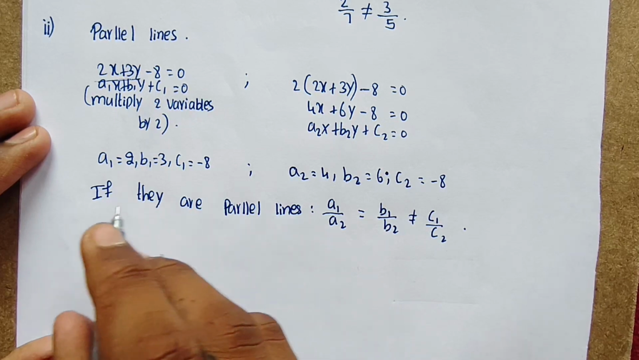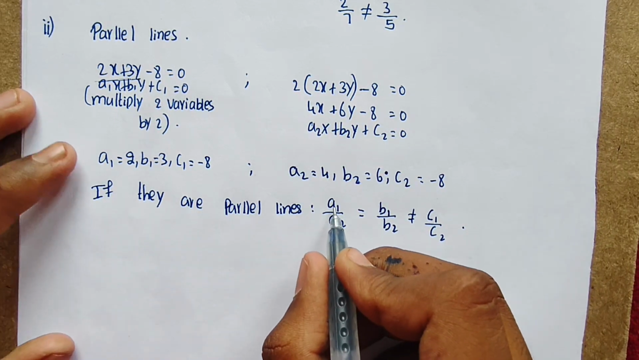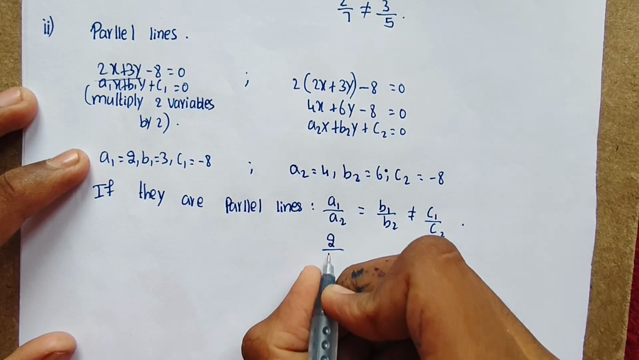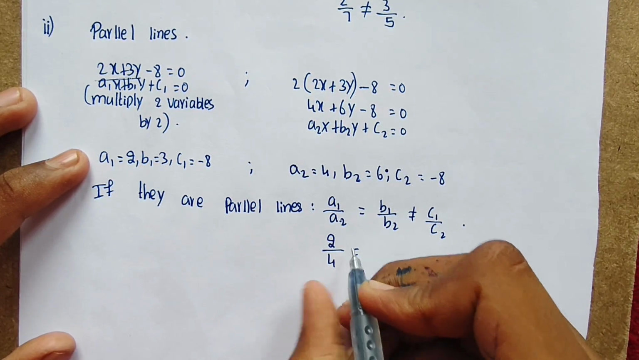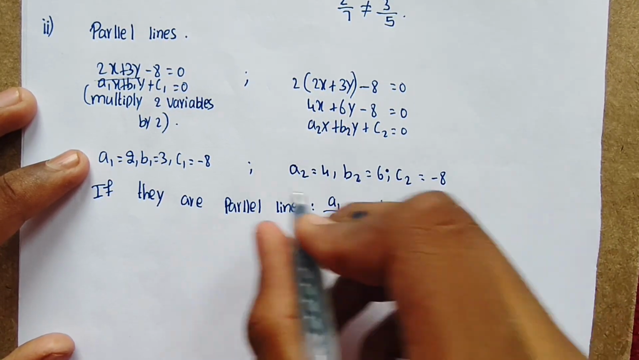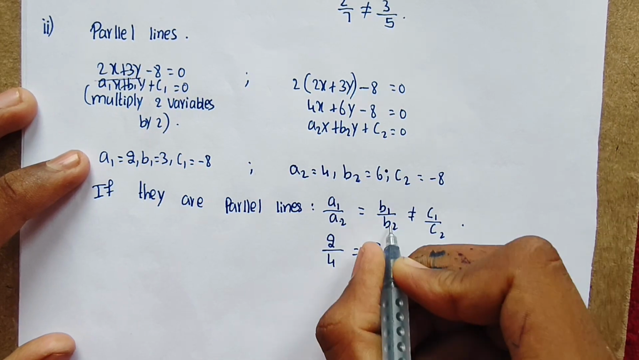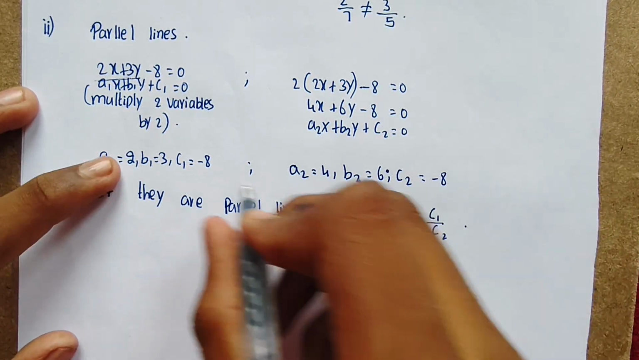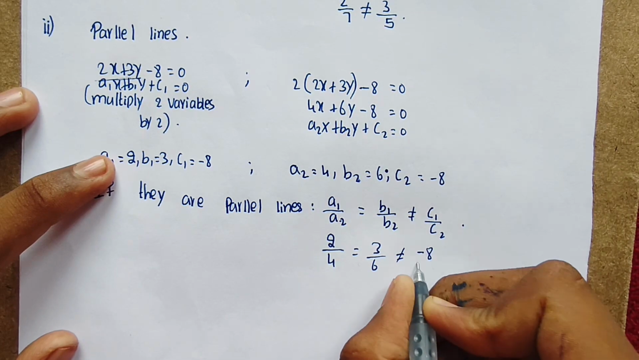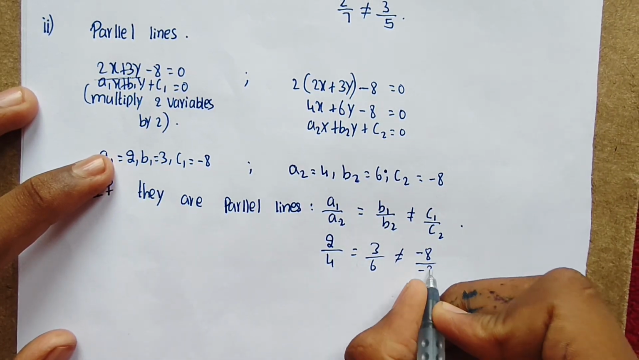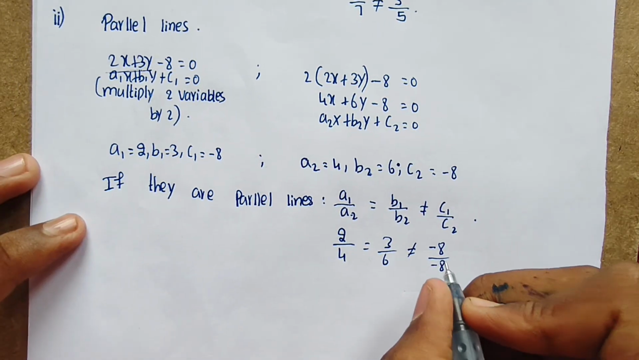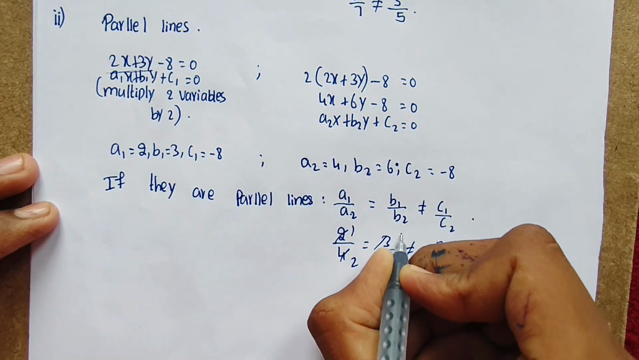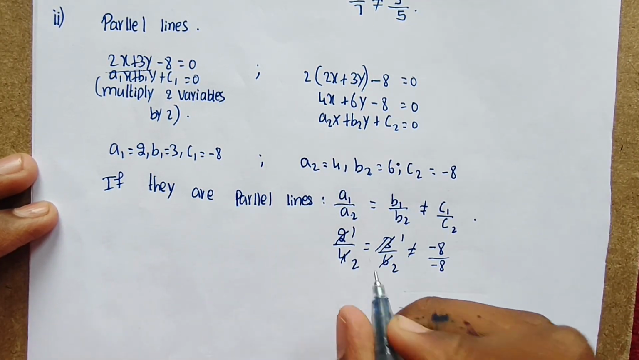So, here I am writing that the value of A1 is 2 by A2 is 4 equals to value of B1 is 3 by value of B2 is 6 not is equals to C1. The value of C1 is minus 8 by value of C2 is minus 8. So, 2 ones are 2, 2 twos are 4. After 3 ones are 3, 3 twos are 6.